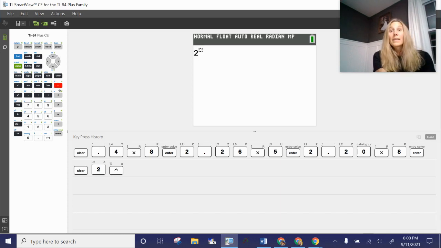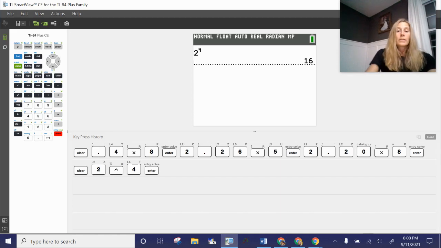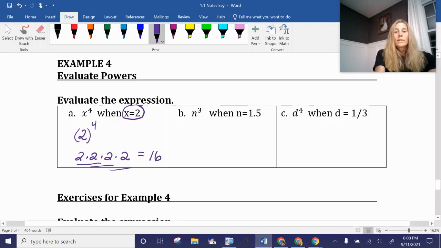That's the raised key. So anytime you need to put an exponent on a number, this would also be found on your scientific calculator as well. And then we're going to put a 4 there because we're raising it to the 4th power. And then I'm going to hit enter or equal, and I get my 16. So let's take a look at the next one.